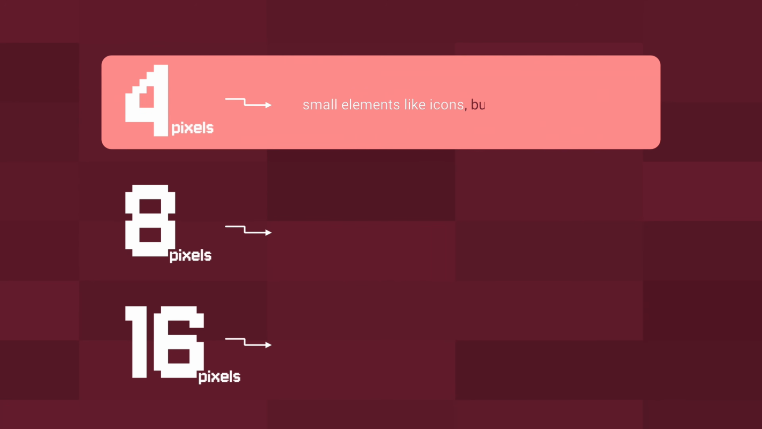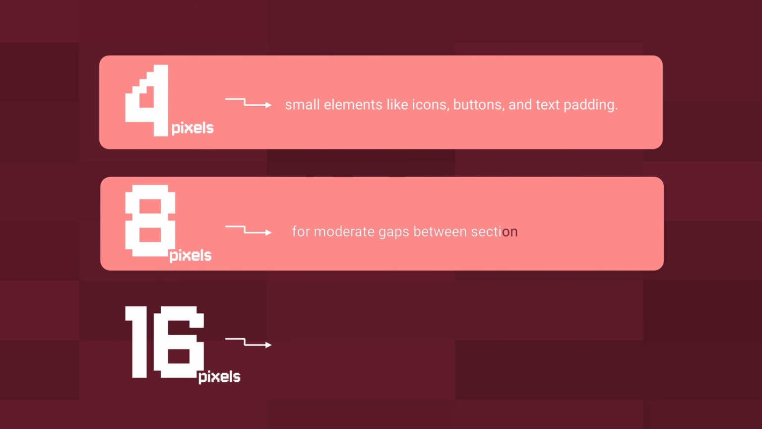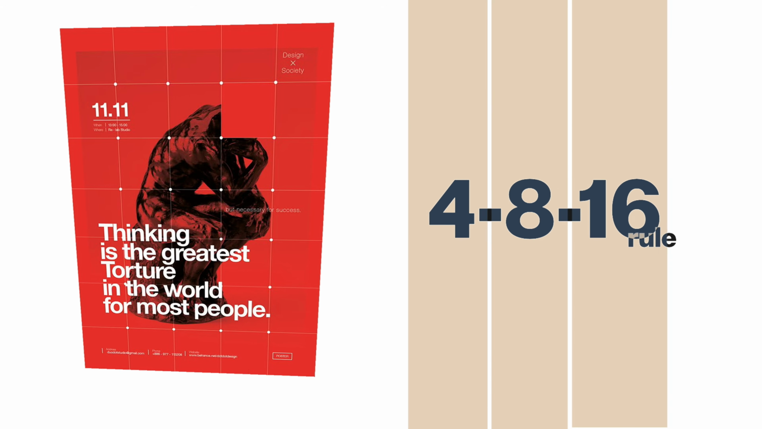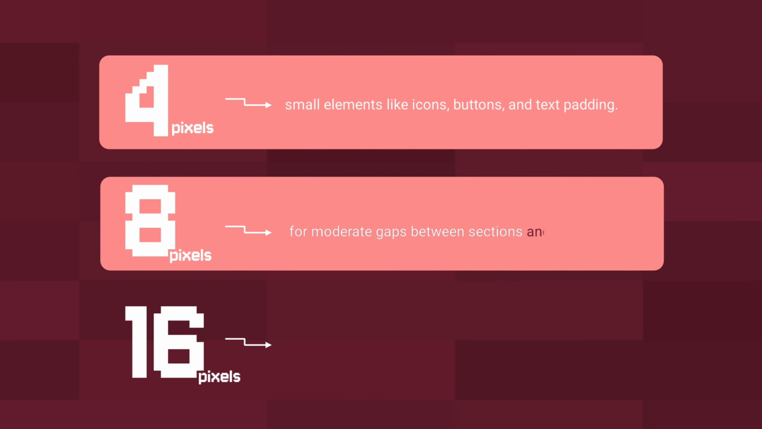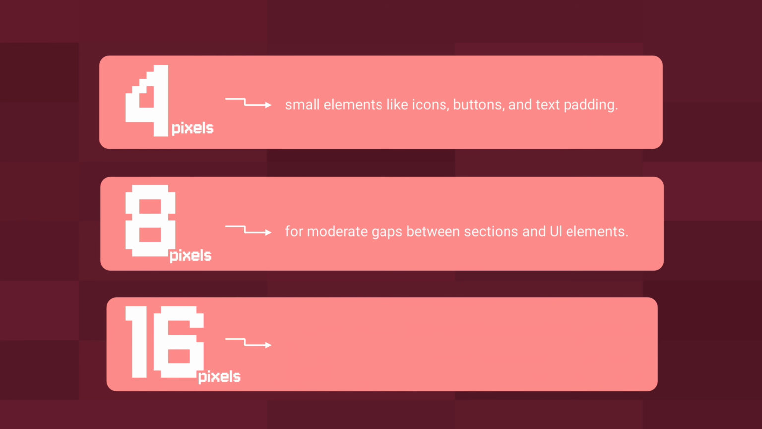A structured spacing system ensures alignment and consistency in your work, so you can follow the 4-8-16 rule as an example. So we have 4 pixels for small elements like icons, buttons, and text padding, 8 pixels for moderate gaps between sections or UI elements, and 16 pixels for larger spacing, ensuring visual breathing room.